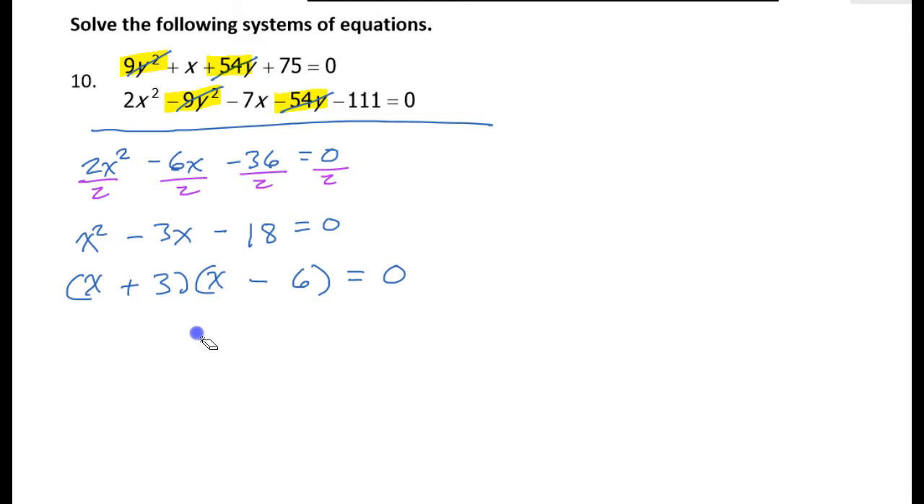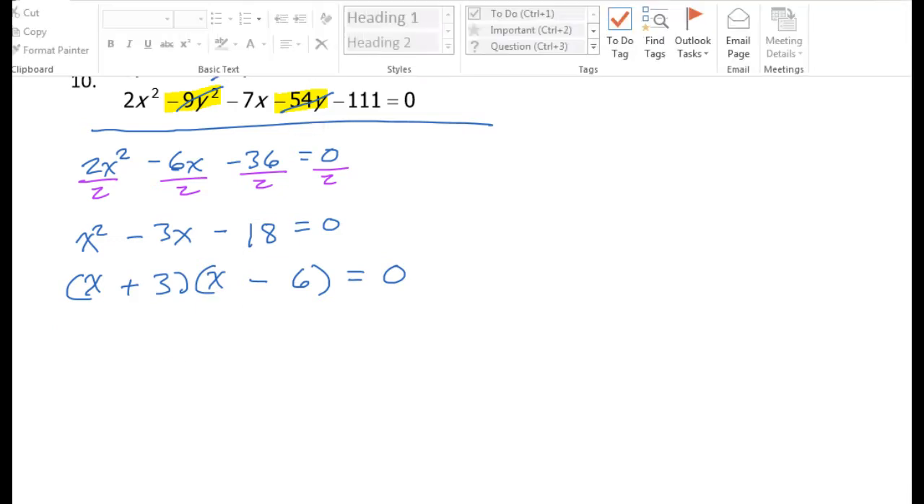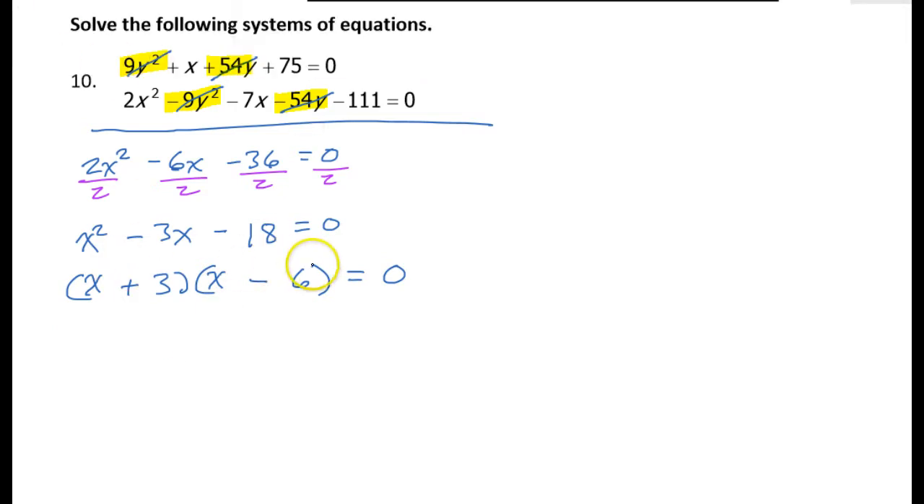So we factored it. Now to solve it, we need to set each of these factors equal to 0. So we need to set x plus 3 equal to 0 and x minus 6 equals 0. This will give me x equals -3 and x equals positive 6.